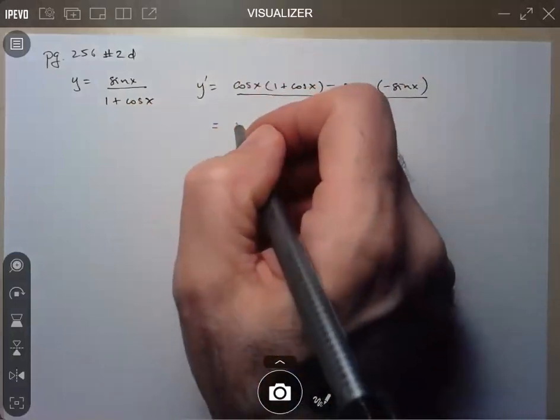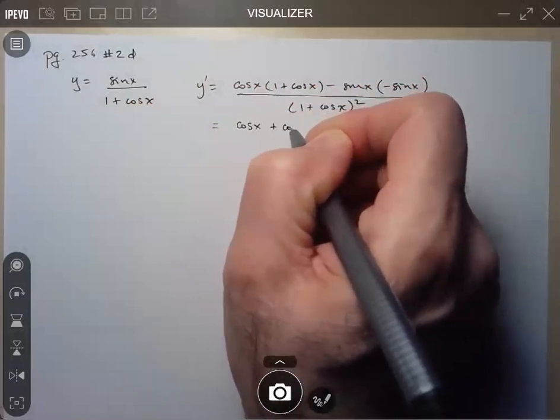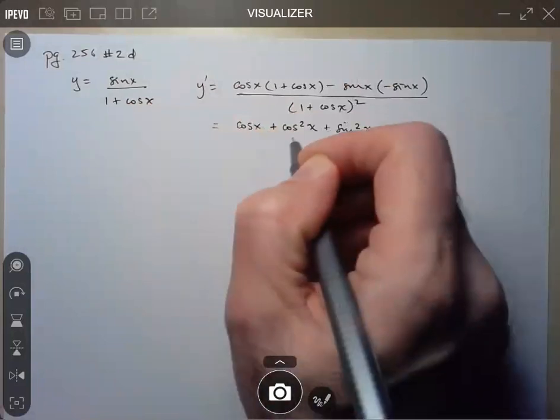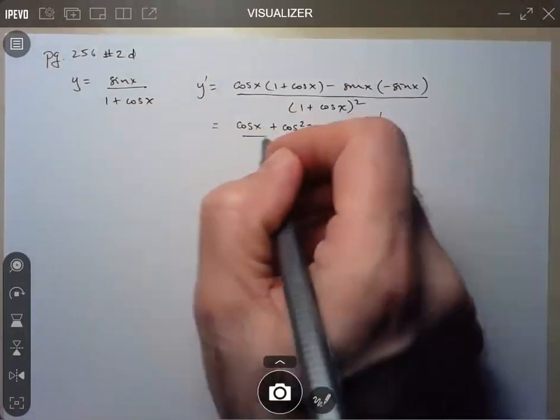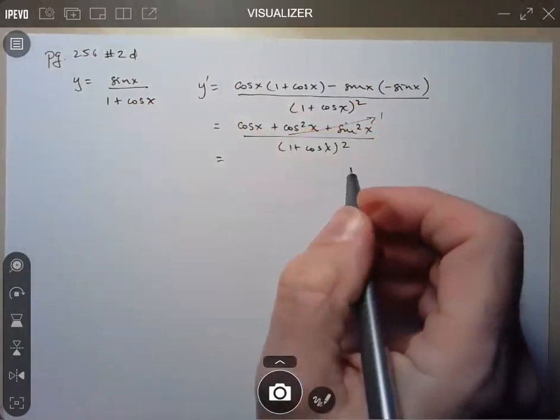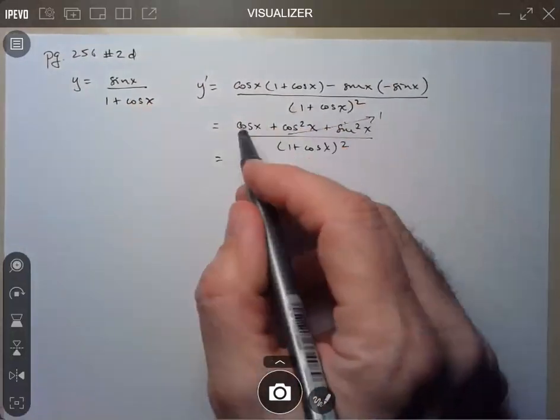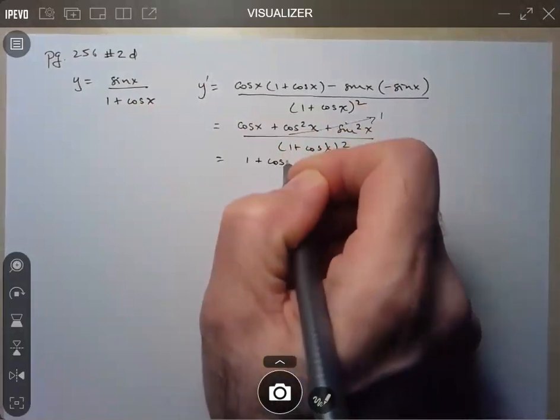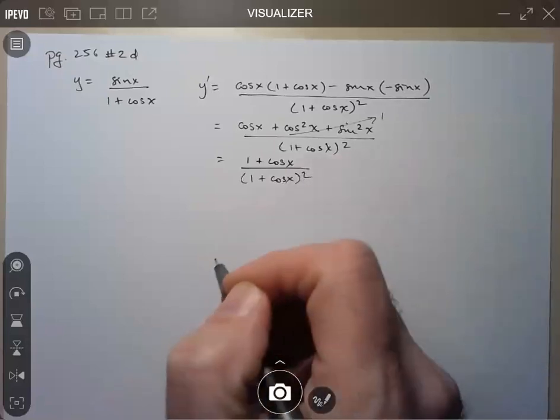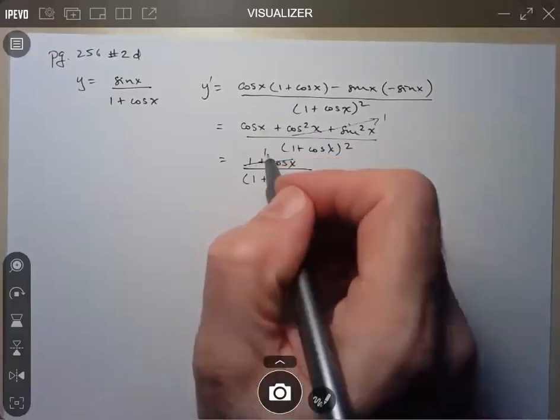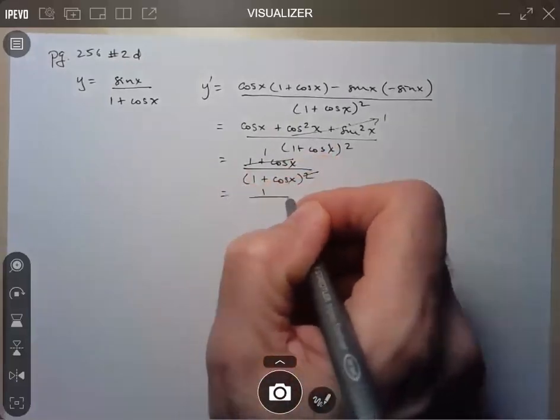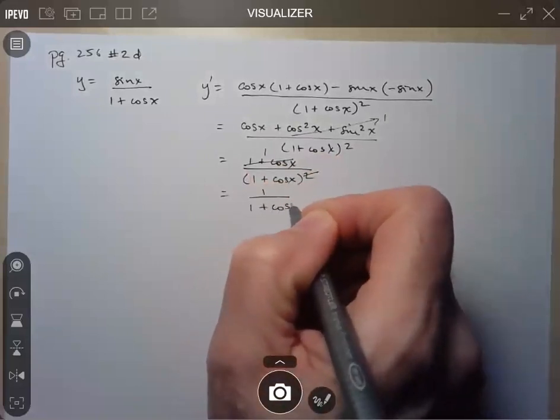So let's just distribute this out. We got cos x plus cos squared x there, and then here plus sine squared x, and of course we know that's equal to 1. And so when I simplify that, in fact, I'll write the 1 in front, because now it looks as though I got something really nice in the numerator and the denominator. All of a sudden, this factor of 1 plus cos x in the numerator cancels out with one of the 1 plus cos x's in the denominator. So it looks like we're left with 1 over 1 plus cos x.